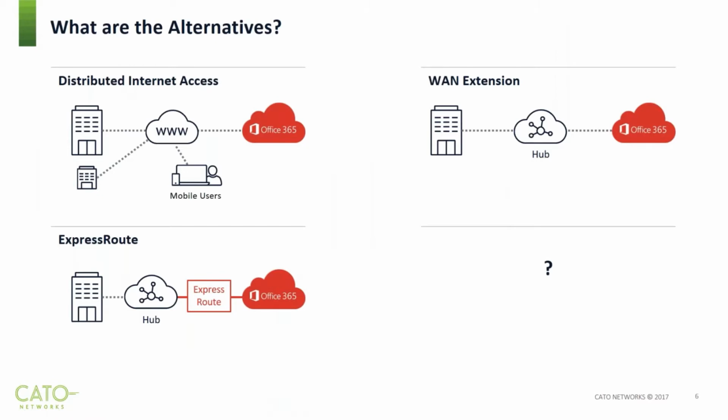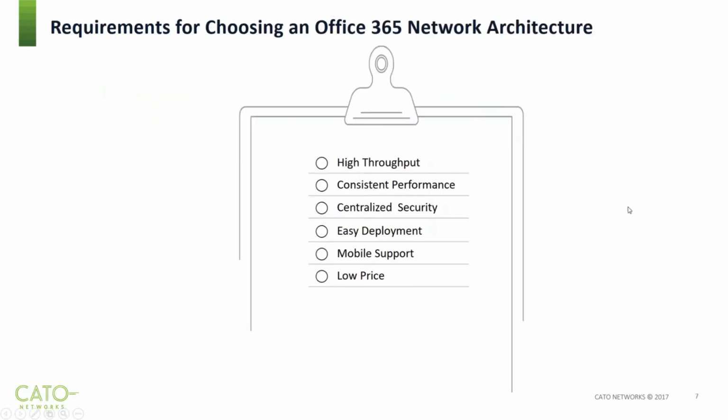So what are the alternatives? We have a number of network design alternatives that we're going to consider when implementing Office 365. Each has its pros and cons, both from a performance perspective and a cost perspective. So let's explore those. We're going to consider these 6 bullets, which are basically the keys to optimizing the network architecture for Office 365.